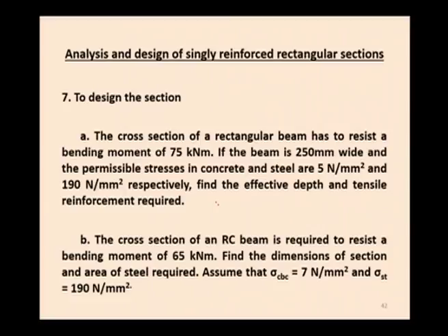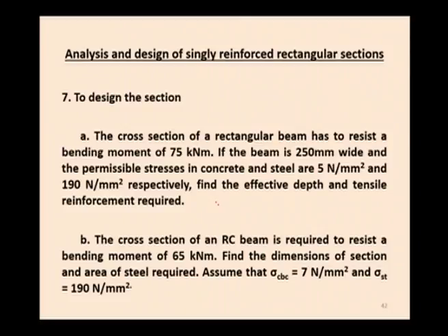This is the way to analyze the section. Next, how to design a singly reinforced rectangular section. First problem: the cross section of a rectangular beam has to resist a bending moment of 75 kilonewton meter. If the beam is 250 millimeter wide and the permissible stresses in concrete and steel are 5 Newton per millimeter square and 190 Newton per millimeter square respectively, find the effective depth and the tensile reinforcement.